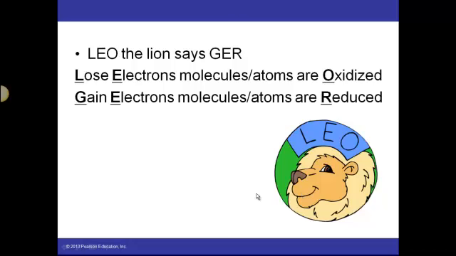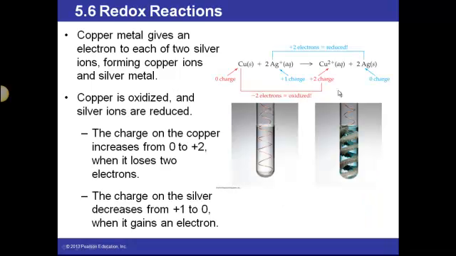So this is my favorite mnemonic for the whole 100 series. And in fact, I use it a lot even in my 450 level chemistry class. So this is an example of a redox reaction. And it's very common that you'll see redox reactions when you have elemental forms of metals that are reacting.